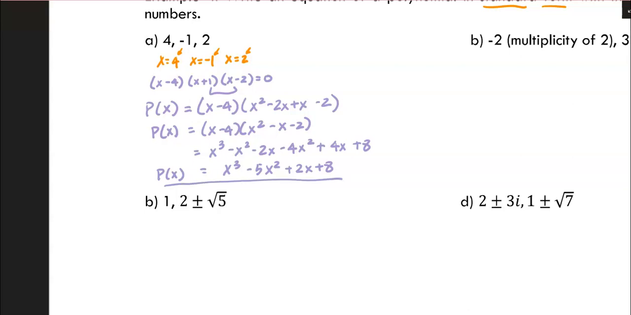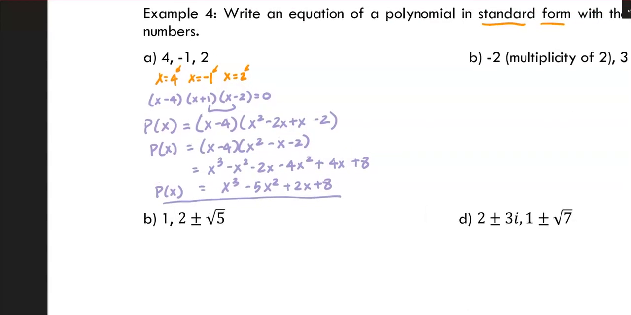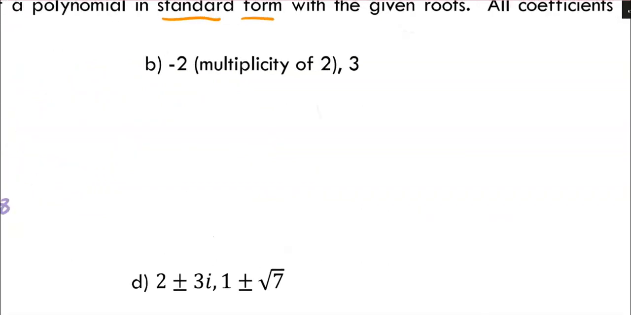One way of checking is to put these as inputs. If you get a remainder or an output of 0, then you know that you got the right answer, because of the remainder theorem. So an input of 4, -1, and 2 should produce a 0 as the output. Because that makes sense. This is the x-intercept.